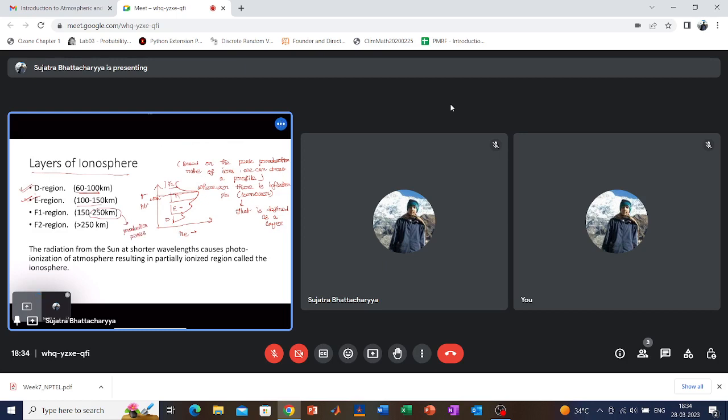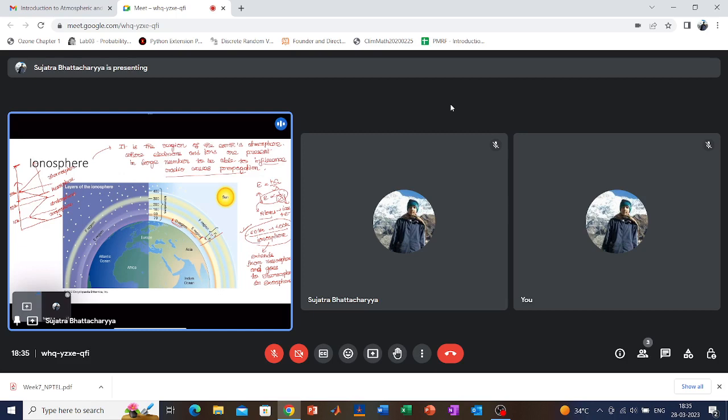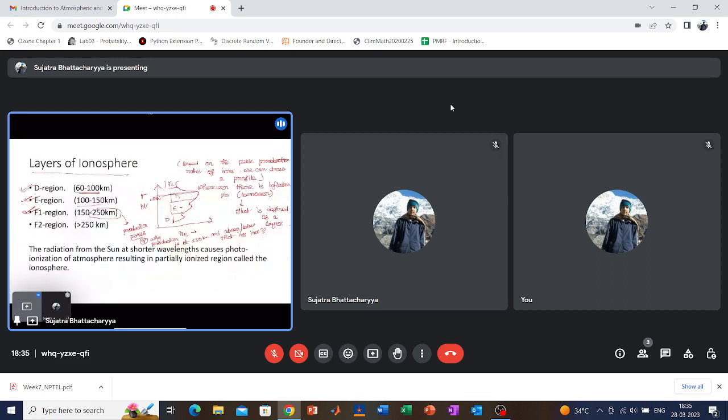Okay. Now the question arises: why is production high at 250 kilometers, and above and below that it is low, meaning the concentration of electrons is low? Why? This we will answer in the later half. So this is the F1 region from 150 to 250 kilometers. For your better viewing, this is the region, and after that F2, which is greater than 250 kilometers.